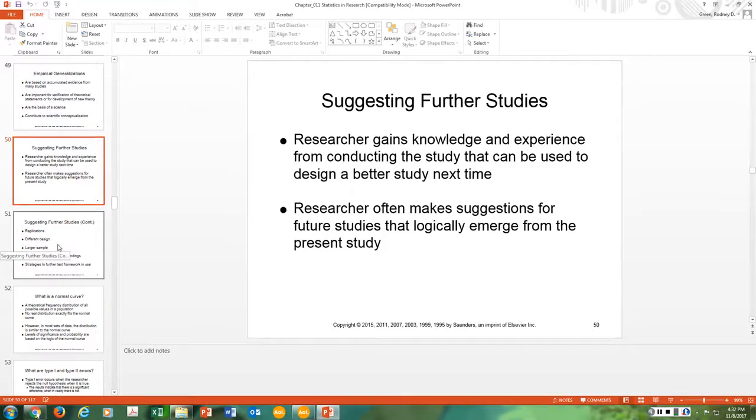So if you are going to go to graduate school and you're interested in a particular topic, you should start reading the studies in that area. And at the end of the article, you will see suggestions for further studies. That might give you an idea of what kind of research you do in your graduate program.